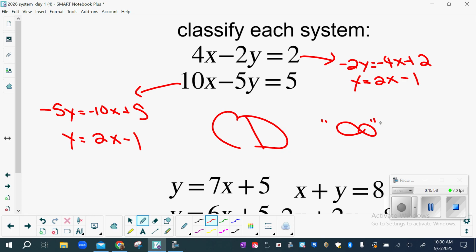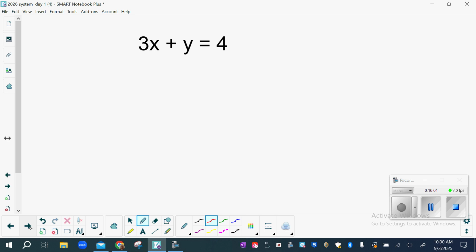I'm not going to do the last one. You can figure that out. Now we're going to do something weird here. I like this one. I like this one a lot.